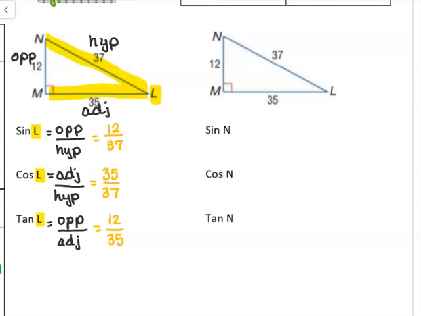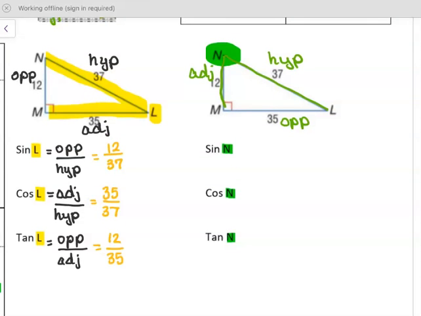Now let's use that same triangle, but this time let's let our reference be the angle N. So this one up here is my reference angle. So if I highlight my sides, that's going to make this one here the opposite. The 37 will remain the hypotenuse, and the 12 turns into the adjacent. So notice it's the same triangle, but we have labeled the sides differently.